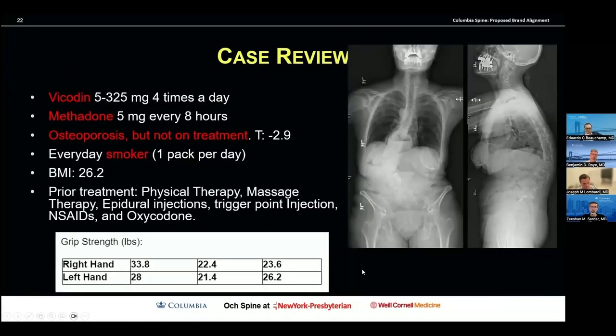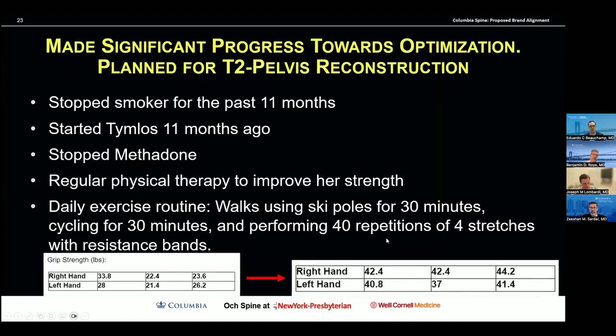Now, coming back to our patient, the 54-year-old lady who was on a high dose of medication and had osteoporosis and was a smoker. I sat down with her. We went through all the different optimization checklist parameters that I wanted her to do. And about 11 months later, she came back saying that she had stopped smoking for 11 months. She had been working with one of our physical therapists, so I did get updates in the interim as well. She was working quite regularly to improve her strength. She started taking medications for the osteoporosis, guided by us, for the past 11 months. She stopped taking the methadone, working with her pain management physician.